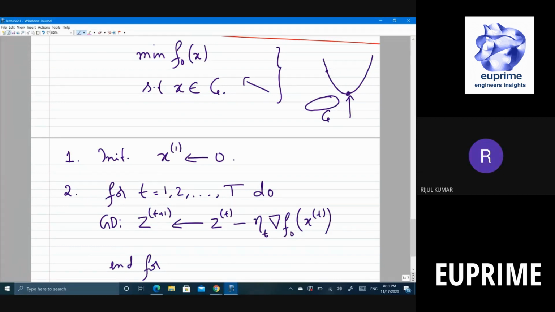No, sir. See, it says you should stay within this C, right? That set. Think of it as a well, and you are trying to optimize over that well. So if you do gradient descent, you will move out of the well, right? That's not the solution, right? So what should you do? Now what is it that you have to do?